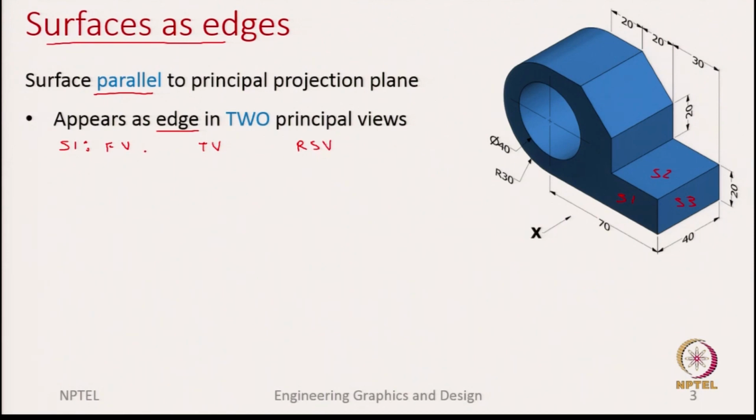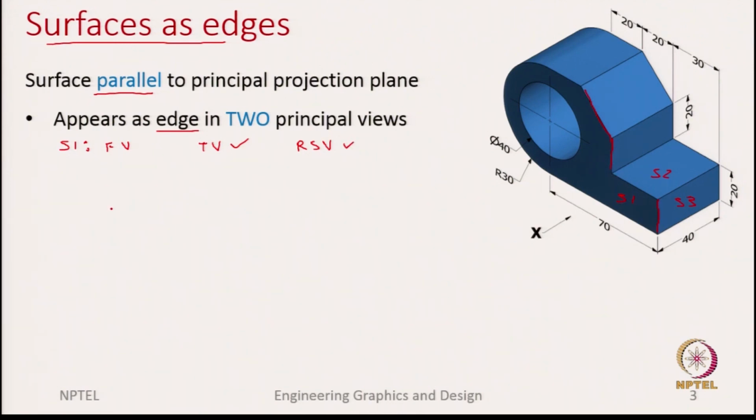So, in the front view what do you see? We see the true shape and size, okay. But in the top view what do we see for surface S1? We only see an edge. And similarly in the right side view, what you see is this edge as well as this edge and of course this edge. So, this is the edge you see in the right side view.